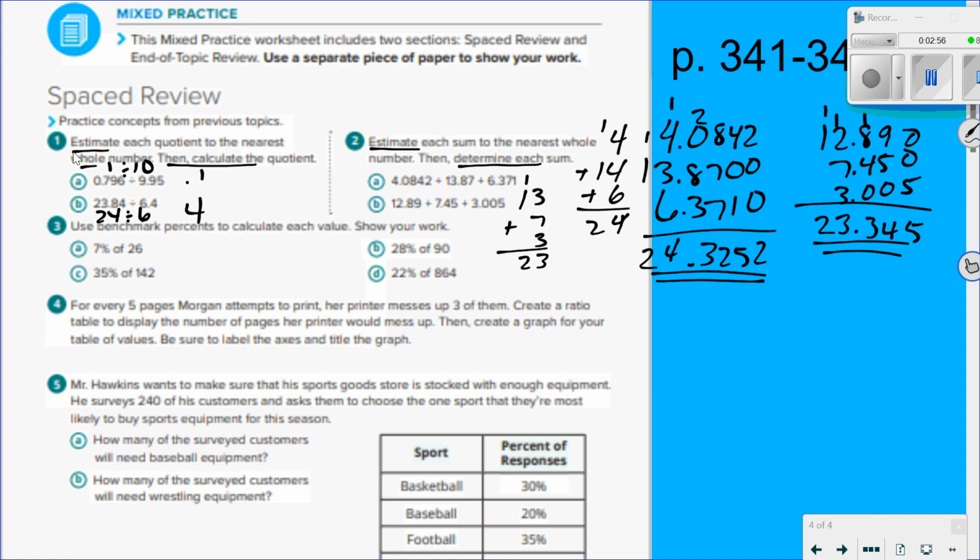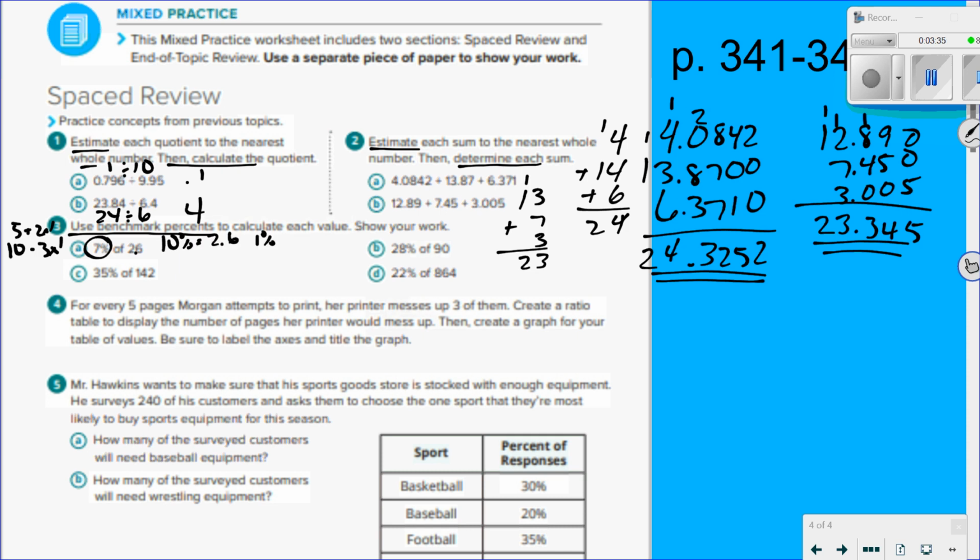Number 4. Key here, use benchmark percents. What are our benchmark percents? 1, 5, 10, 25, 50, and 100. And all I'm doing is using those to figure out this number. So for 7%, you have 2 options. I could either go 5 and 2 ones. I personally would prefer to go 10 and subtract 3 ones. So that's what I'm going to show you because 10% is easy. All I'm going to do is move my decimal over 1, so that's 2 and 6/10. So 10% is 2 and 6/10.